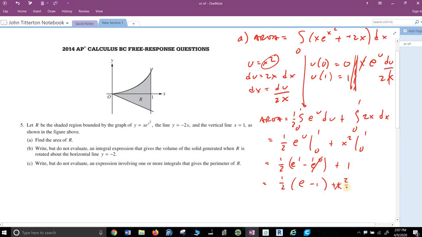If you change this to 2 over 2, you get negative 1/2 plus 2/2, which is basically e plus 1 all over 2. They'd accept either answer, so you don't have to simplify, but if you did, great.